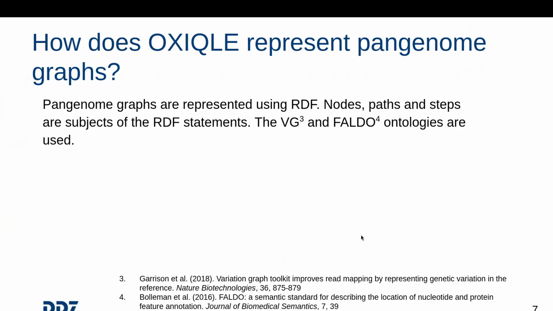So how does Oxical represent pangenome graphs to the user? Basically, the pangenome graphs are represented using RDF with the VG and FALDO ontologies. And in these ontologies, nodes, paths, and steps are subjects of RDF statements with their properties listed in each statement. Edges are not specific subjects. Instead, they are represented as links between nodes, with nodes in this case being subjects and objects.